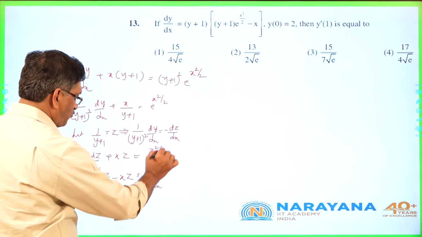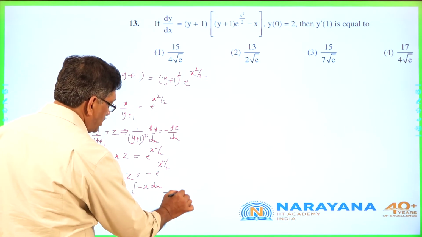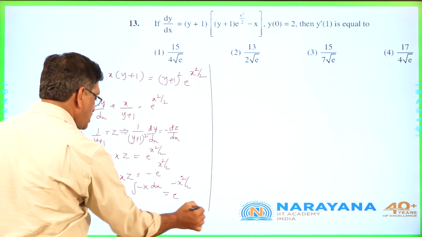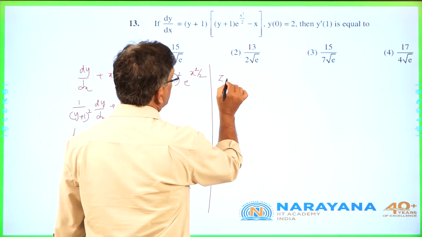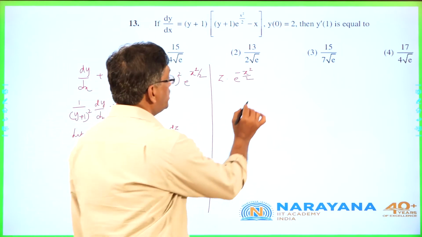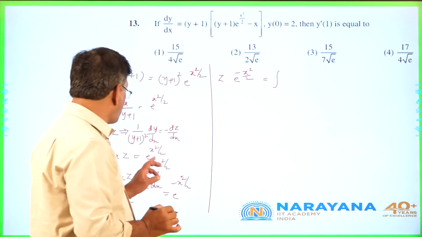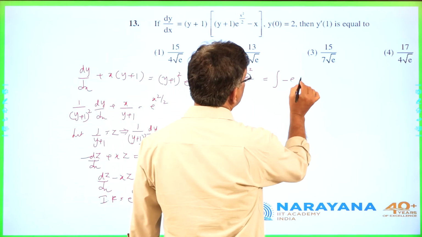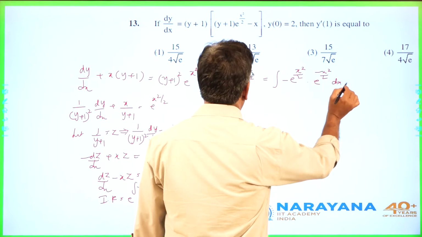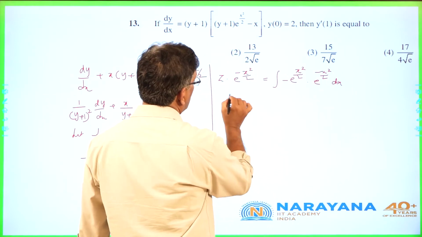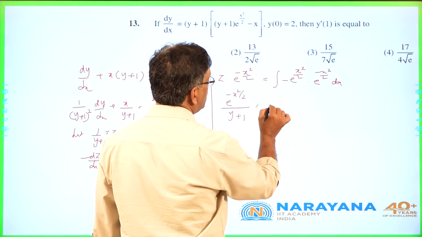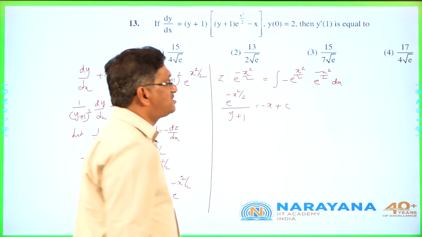e to the power of integral of minus x dx, that is e power minus x square by 2, is the integrating factor. Solution: z into e power minus x square by 2 is equal to integration of Q. Q is minus e power x square by 2 into e power minus x square by 2. That is nothing but, with z as 1 by y plus 1, cancel. 1 means minus x plus c.